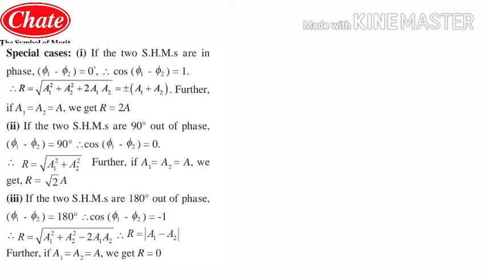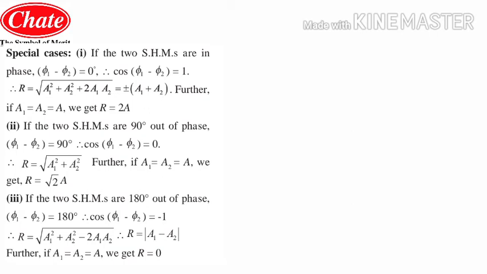Now in this third case, if the two SHMs are at 180 degree out of phase, then phi1 minus phi2 is equal to 180 degree. So cos of phi1 minus phi2 will be minus 1, as we have already learned. So the resultant will be a1 square plus a2 square minus 2a1 a2. So r will be modulus of a1 minus a2. Thus further, if a1 is equal to a2 is equal to a, then r will be equal to 0. Now students, this is the equation we have derived for the composition of two particles performing SHM at the same path with the same period.